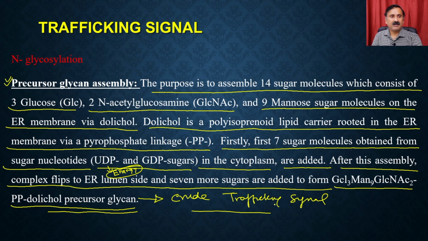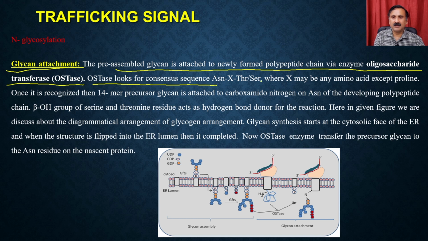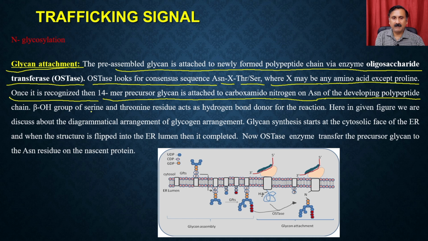Once the crude glycan is generated, you are going to have the attachment of this crude sugar onto the protein molecules. So the pre-assembled glycan is attached to the newly formed polypeptide chain via an enzyme called oligosaccharyltransferase, or OSTase. OSTase looks for the consensus sequence asparagine-X-threonine/serine, where X can be any amino acid except proline. Once it recognizes this, the 14-mer precursor glycan is attached through the carboxamido nitrogen on the asparagine of the developing polypeptide chain.